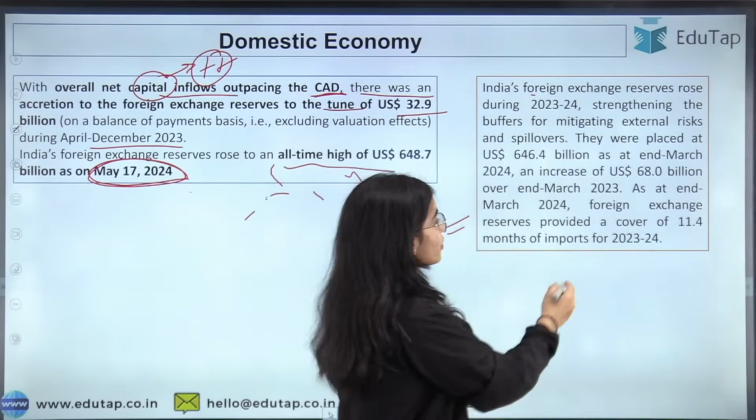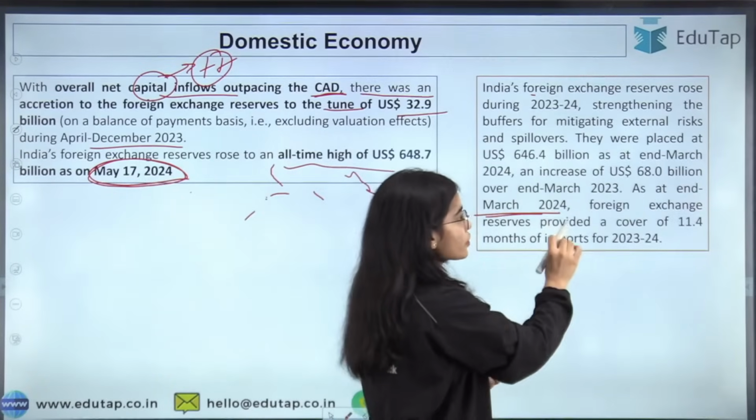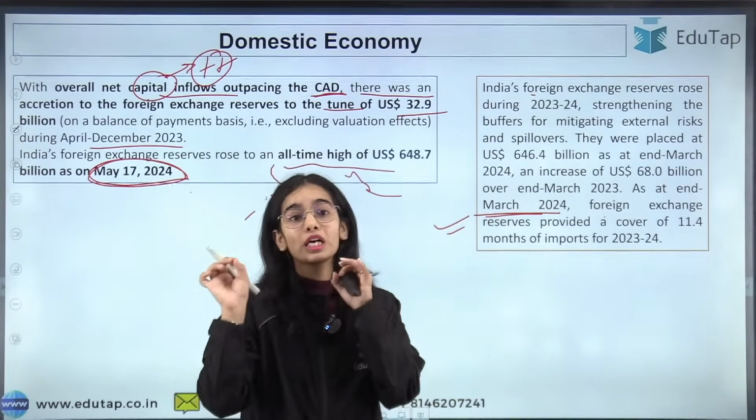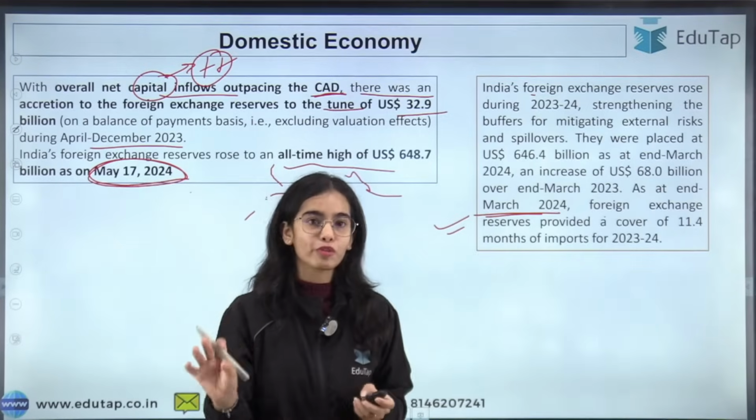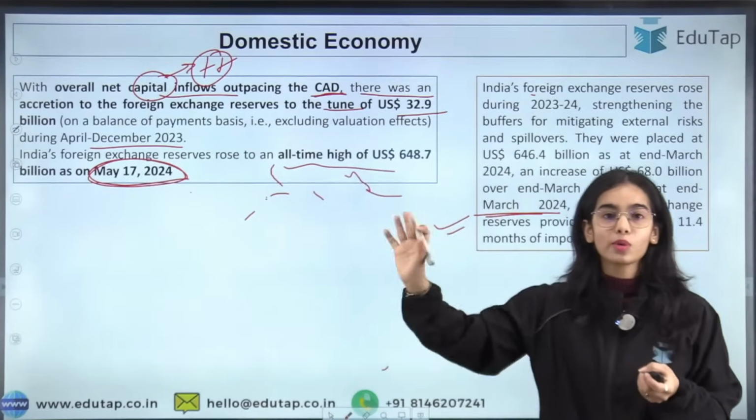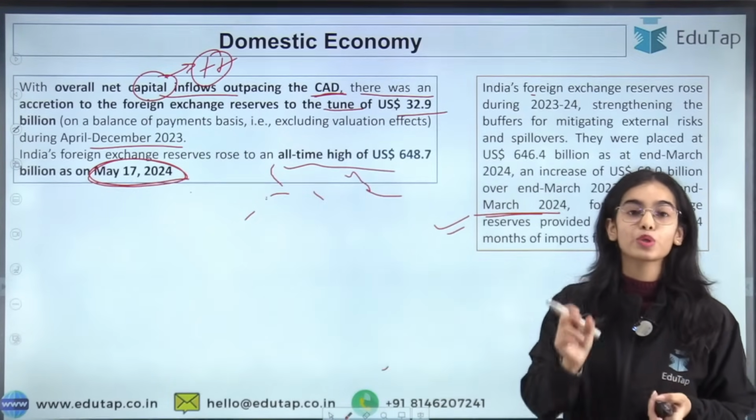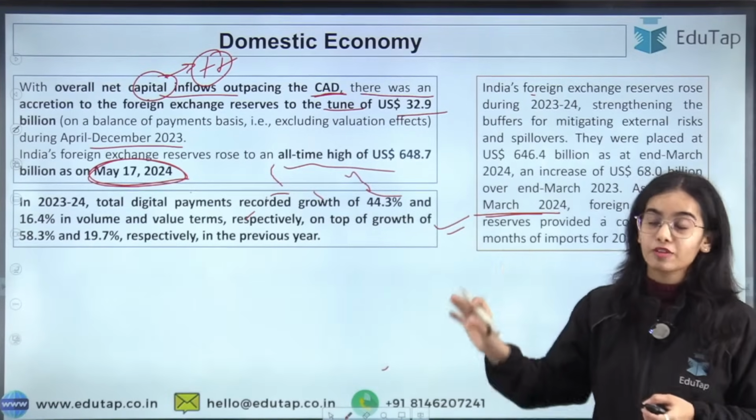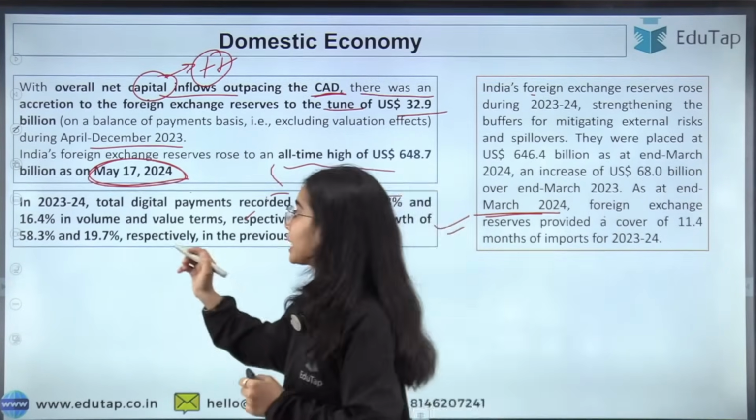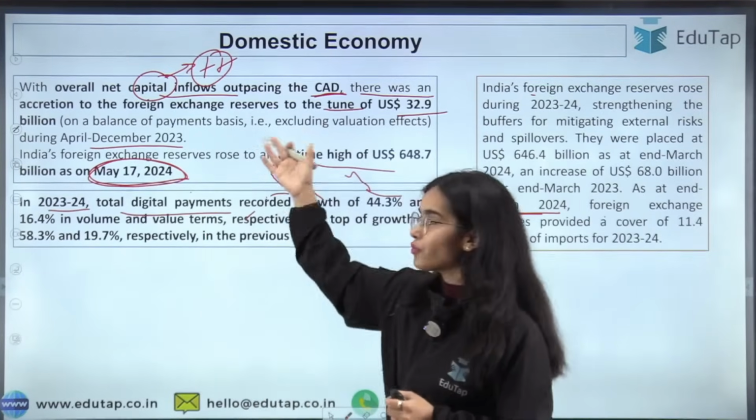Now, as at the end of March 2024, the foreign exchange reserves provided a cover of 11.4 months of imports for 2023-24. That is a very good time period in which we can cover our imports without earning anything. We can still cover our imports for 11.4 months with the foreign exchange reserves that we have at the end of March 2024.